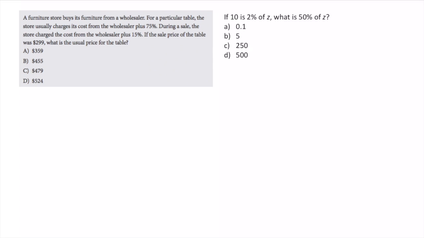Okay, so a furniture store buys its furniture from a wholesaler. For a particular table, the store usually charges its cost from the wholesaler plus 75%. But during a sale, the store charged the cost from the wholesaler plus 15%. So if the sale price of the table was $2.99, what is the usual price for the table?